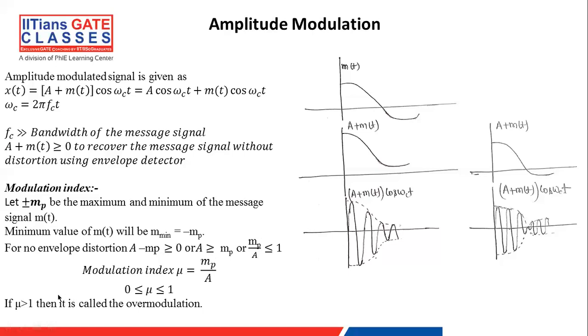And if mu is greater than 1, this is called over modulation. This is nothing but the case in which the envelope is crossing the 0. In this case, we will not be able to recover the message. So this over modulation case is an undesirable case, and we don't want this to happen. So mu should always be greater than or equal to 0 but less than or equal to 1.